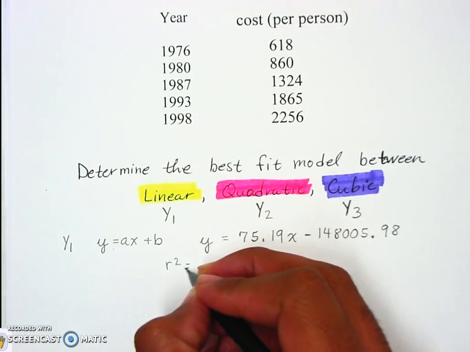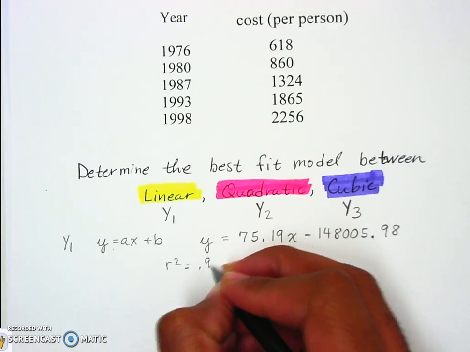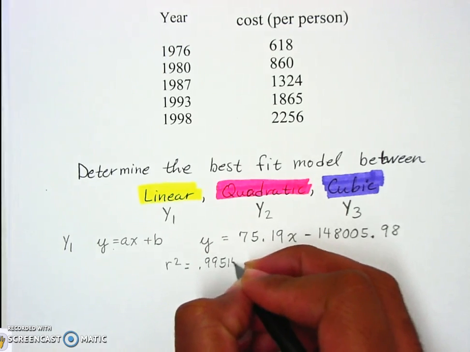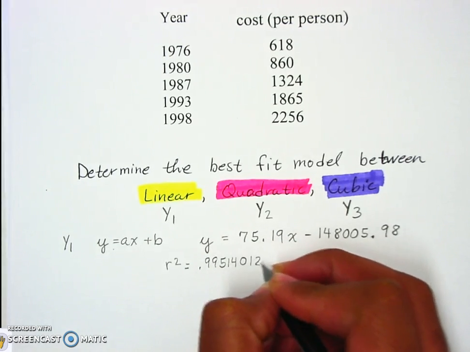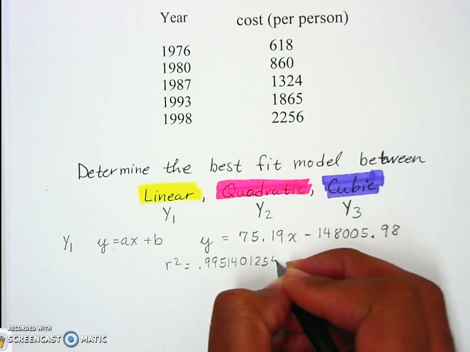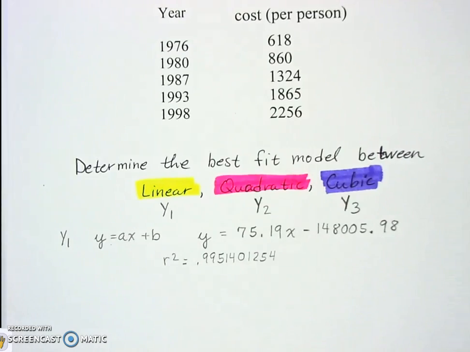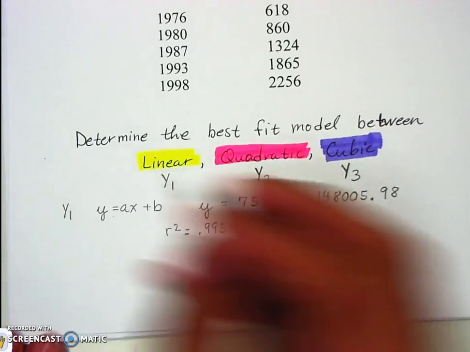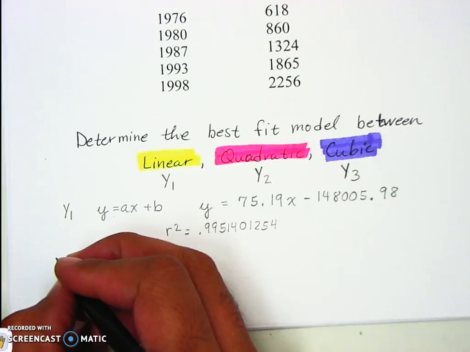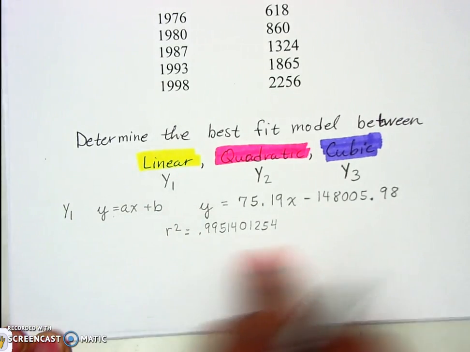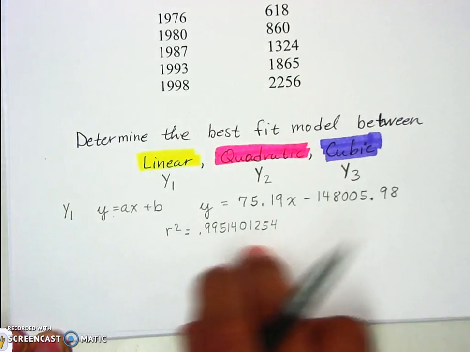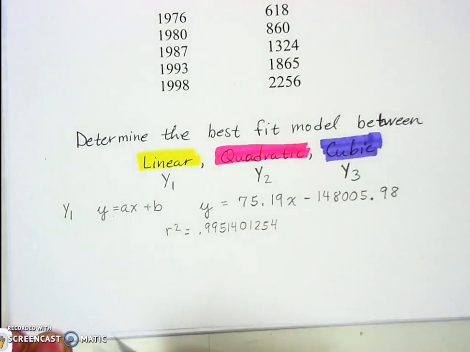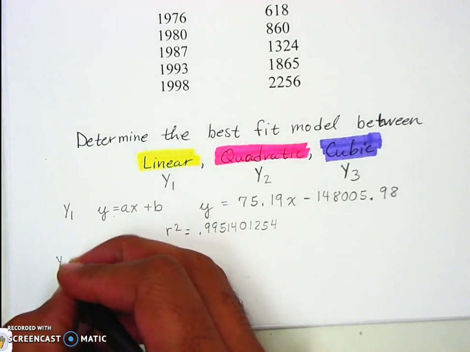And again, r squared, do not round. Don't round it. You keep it just like that. We're on the diet. All right. So that's y1. That's our first one. That's pretty close to 1, but let's see if the other ones are even closer. So now we're going to go to y2 for a quadratic.